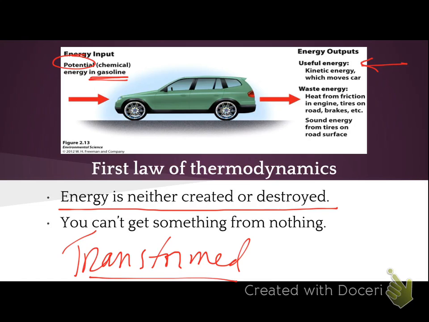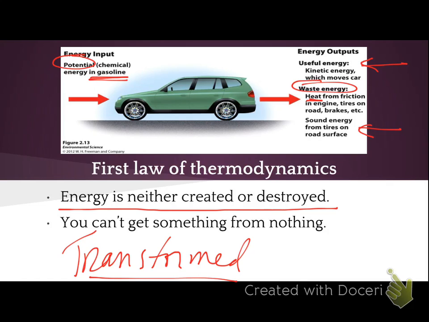But of course, we don't transform the energy entirely into motion, because some of the energy is lost, and we call that waste energy. And the waste energy is lost as heat, from the friction that we find in the engine, in the tires, between the tires and the road, and the tires and the brakes. We also lose energy in the form of sound, like the tires on the surface, and from the pistons moving in the engine. We hear sound from that, so there's energy transformed there.